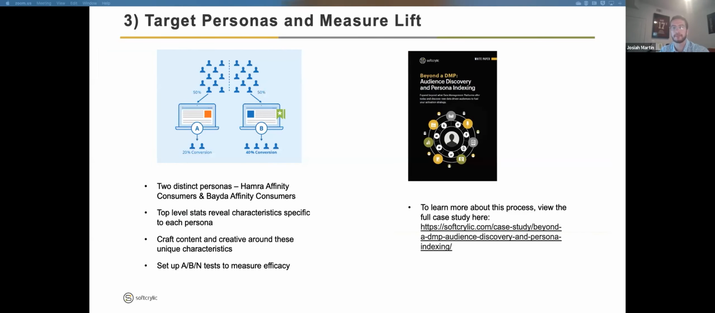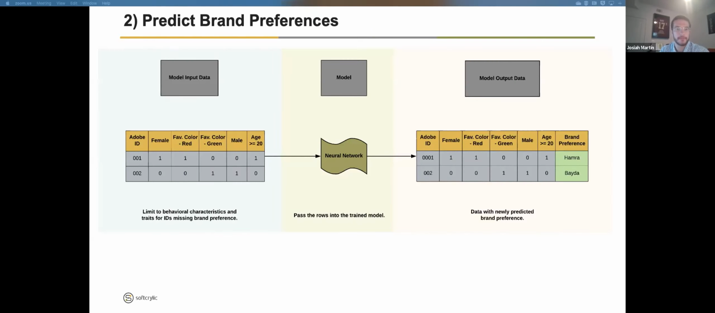We can go back one slide. Thanks. And then the next step in the process is to use this trained machine learning model to predict the brand preferences for, again, that remaining 119 million site visitors.